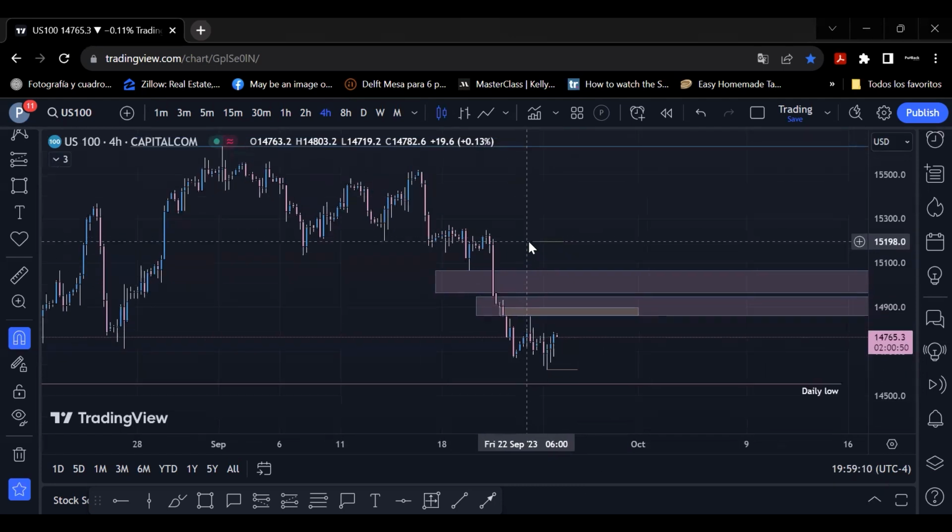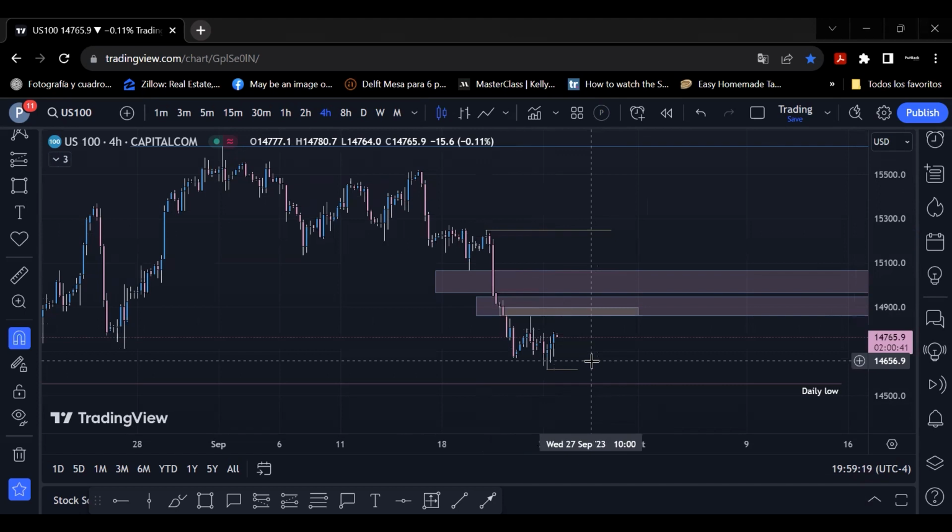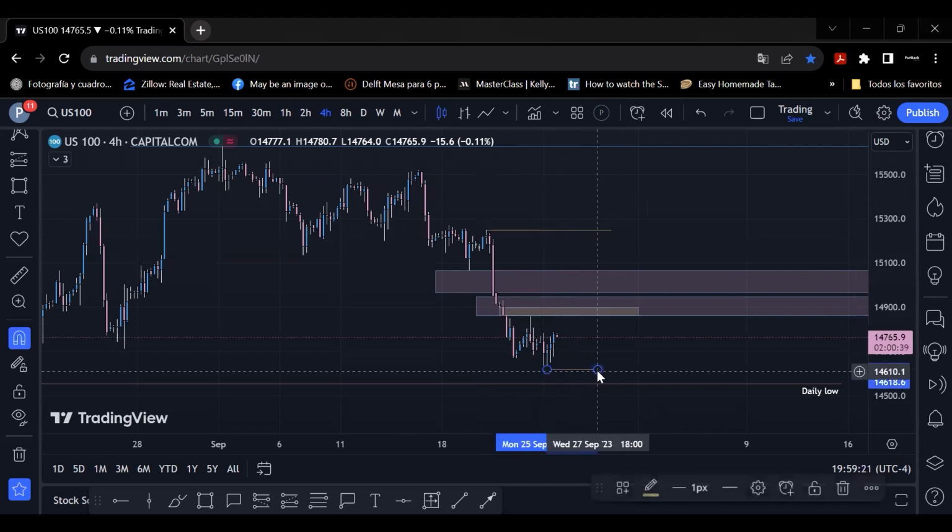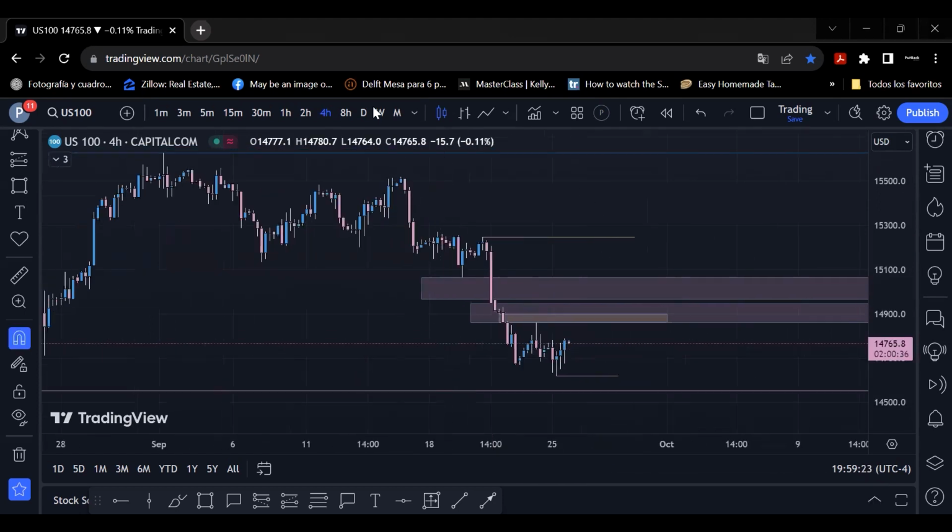I mean, it's really not necessary because there's a lot of range for it to go all the way up there, but we can mark these highs here as well, just to mark that there's liquidity up there and below here. That's pretty much it there.